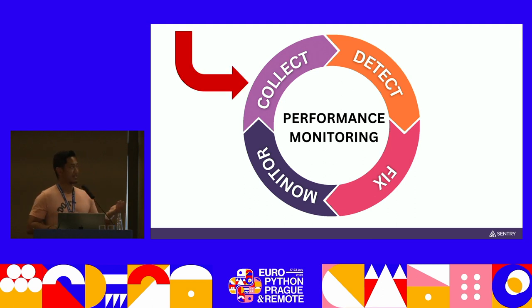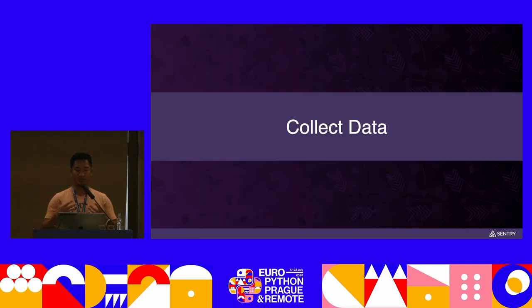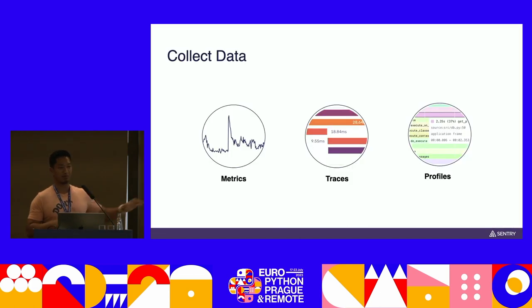The entry point into the cycle is to collect data. So just to start there, what kinds of things can we collect? The kinds of things that we can collect are metrics, traces, and profiles. All of these are going to be very, very helpful at different stages during the performance investigation. We'll start with metrics because they're the most simple, and we'll move down into the very fine-grained profiles.